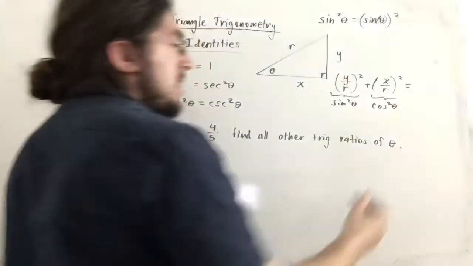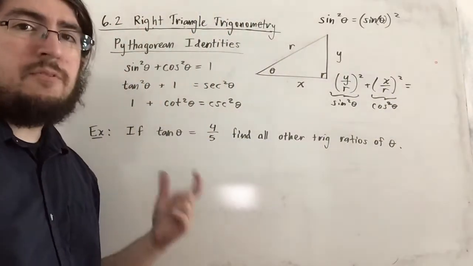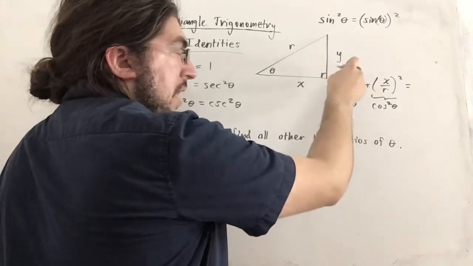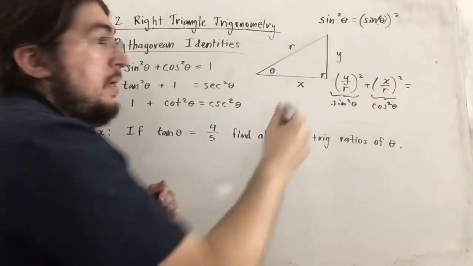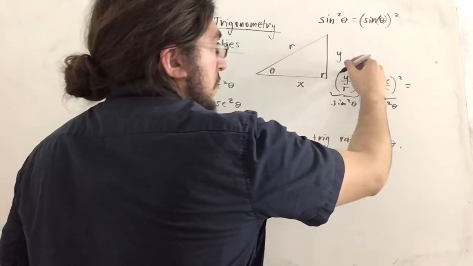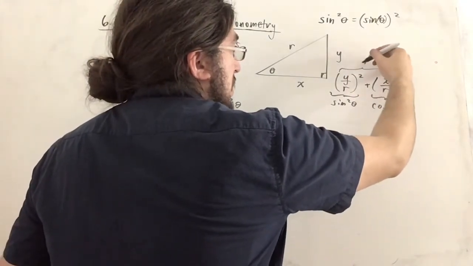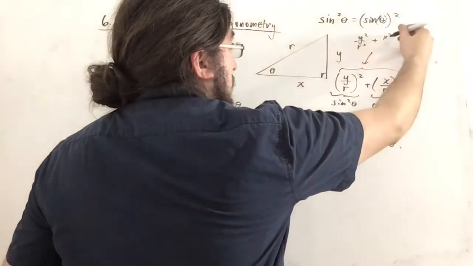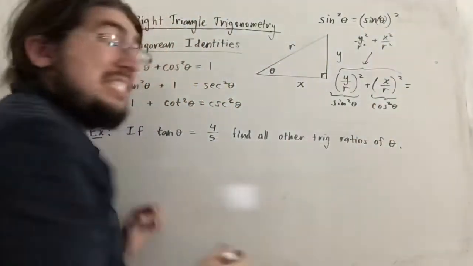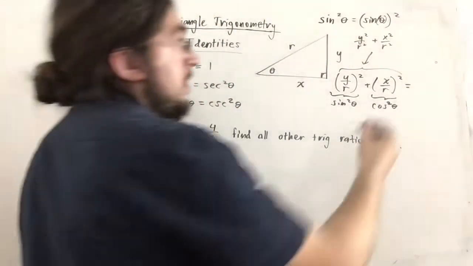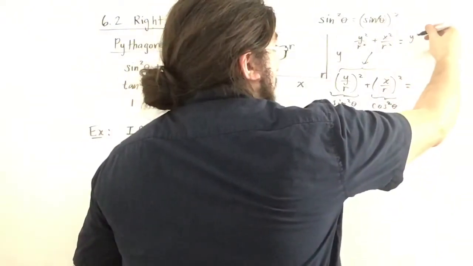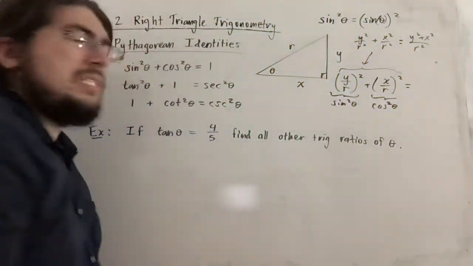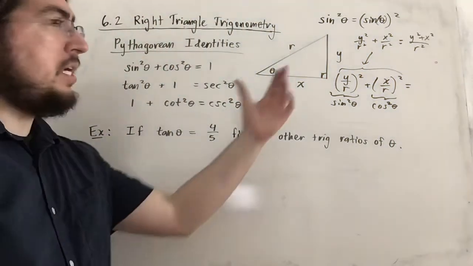And this is supposedly equal to 1, but if we use the Pythagorean theorem, well, think for a second. A fraction squared is just squaring the top and bottom. So this is the same as y squared over r squared plus x squared over r squared. Now, since they both have the same denominator, we can write this as y squared plus x squared all over r squared. But what does the Pythagorean theorem tell you in this particular triangle?